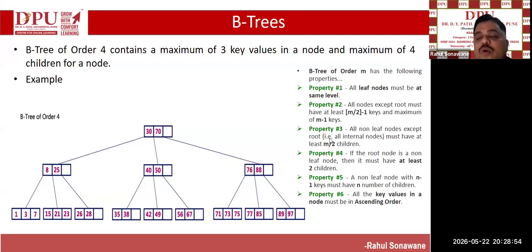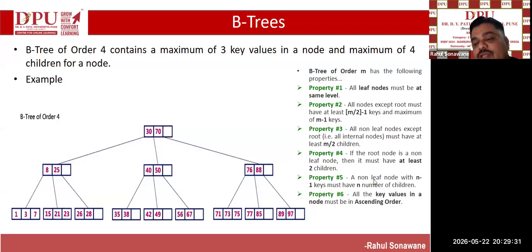Third property, all non-leaf nodes except root, that is all internal nodes. So 1, 2, 3, there are 3 internal nodes, must have at least m by 2 children. So m is 4, 4 by 2 is 2, right? So every node is actually having at least 2 children. So here 3 children, 3, 3. Now, the fourth property is, if the root node is a non-leaf node, obviously it is, then it must have at least 2 children. So my root is having 3 children. So the fourth property is also followed.